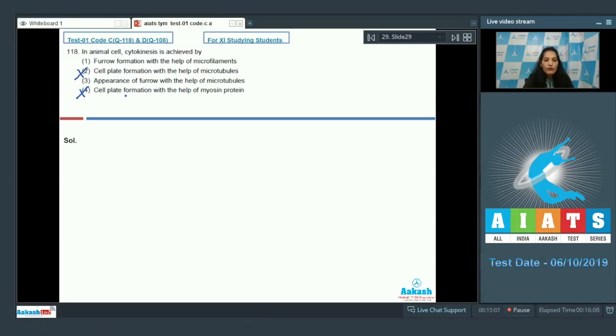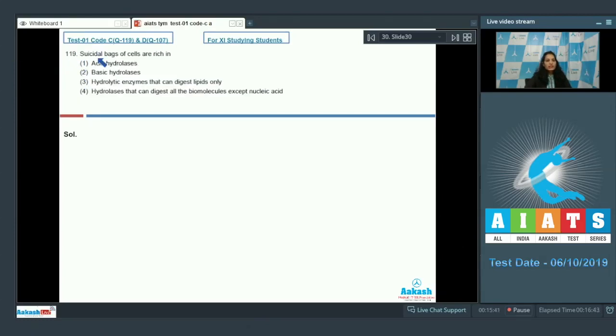Now, furrow formation with the help of microfilaments, or appearance of furrow with the help of microtubules? No. The microfilaments help in cell division. You must have studied in your first chapter, The Cell: The Unit of Life, that the microfilaments constitute the cytoskeleton, an important component of the cytoskeleton, and they help in furrow formation during the cytokinesis of animal cells. So the correct option for the given question is option number 1. Let's move to the next question.